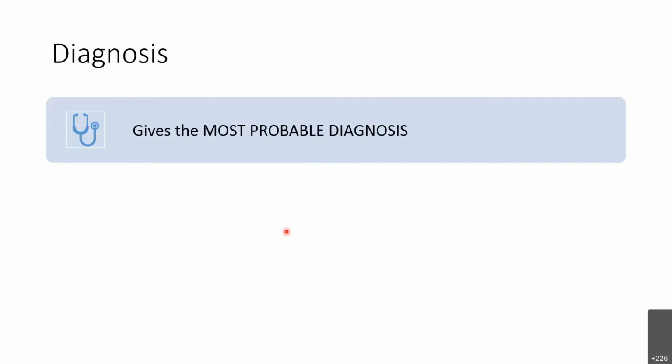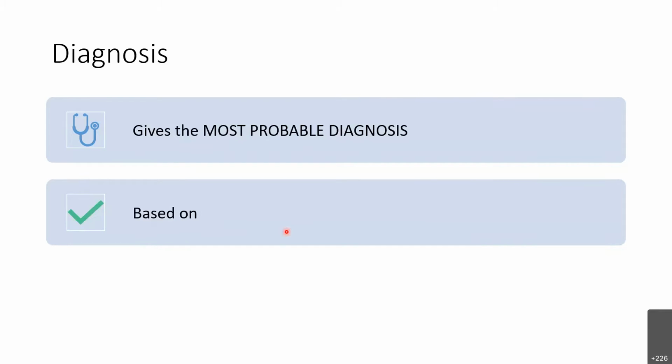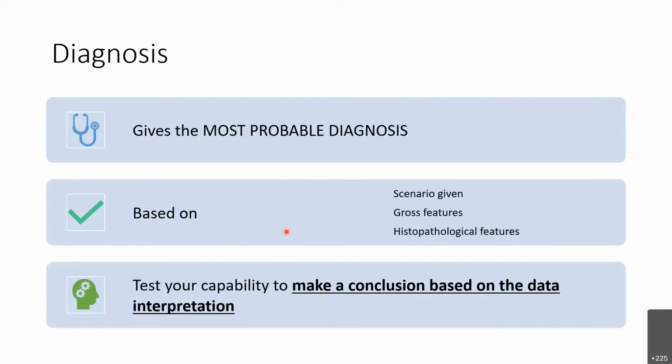So you should come up with a diagnosis based on the scenario given to you and the gross and histopathological features. You should give the most probable diagnosis. Do not give a differential diagnosis or several diagnoses. What you need to do is just give the one most probable diagnosis, based on the scenario given, the gross features and also the histopathological features. This will test your capability to make a conclusion.